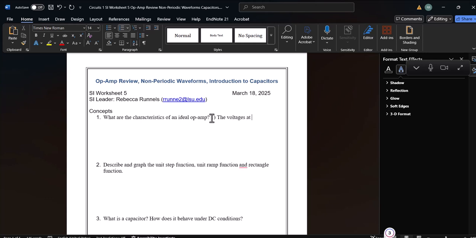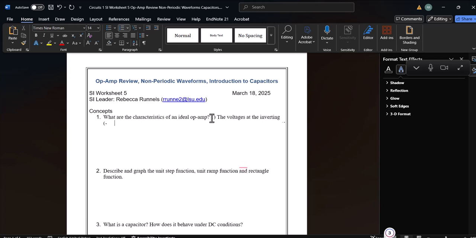The voltages at the inverting, so that's the negative, and non-inverting, that's the positive, terminals are the same. So we often just say V plus equals V minus. And so those have to be the same. They don't have to be zero, but they have to be the same.